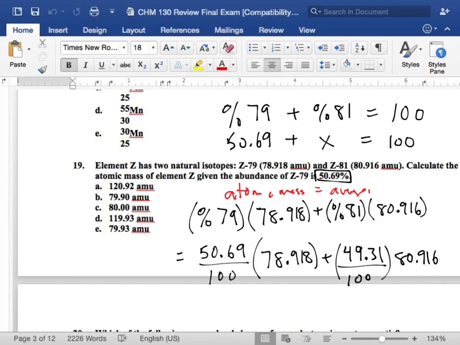78.9 is as low as we can go. 80.916 is as high as we can go, which means answer choice A and answer choice D are wrong because both of them are above. Do we have one that's below? Yeah, we do. 79.9. We're at 50% odds of getting this question right, and we did no math. That's pretty good odds.